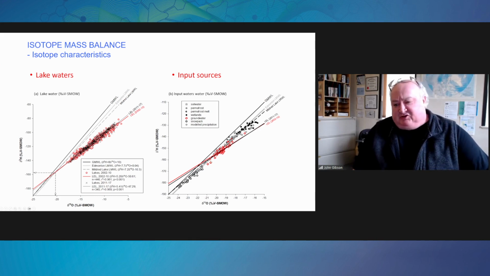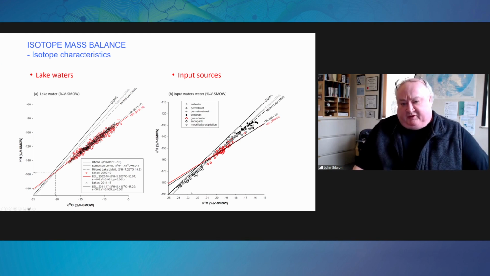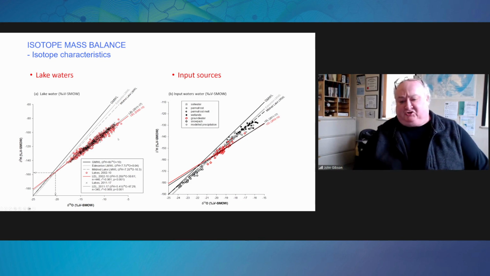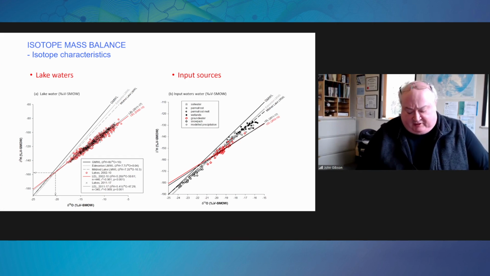It's distinct from precipitation patterns or input patterns, which I show here on a separate plot. So we have a contrast between input and lake water that we can use to tell us how much water is being lost by evaporation at each site. And we can track it over time and use that to solve the water budget.